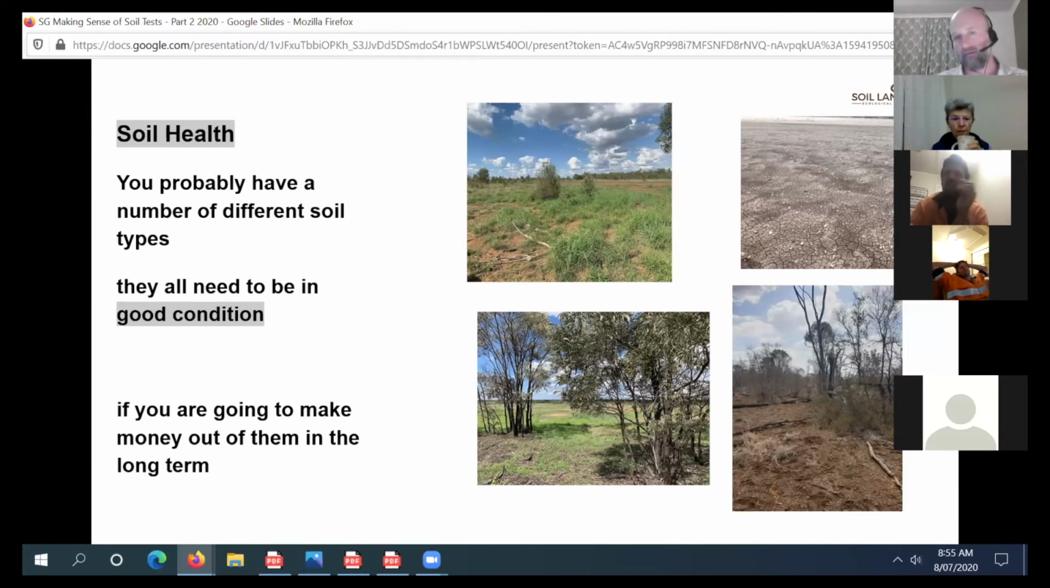They need to be able to capture the water. They need to be able to cycle nutrients, etc., if you're going to make money out of them. And so that's what we mean by soil health.